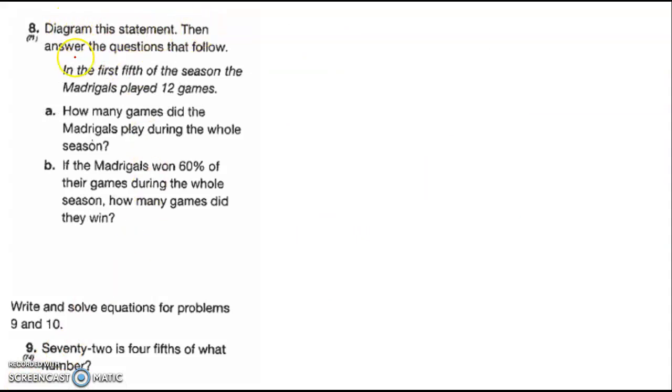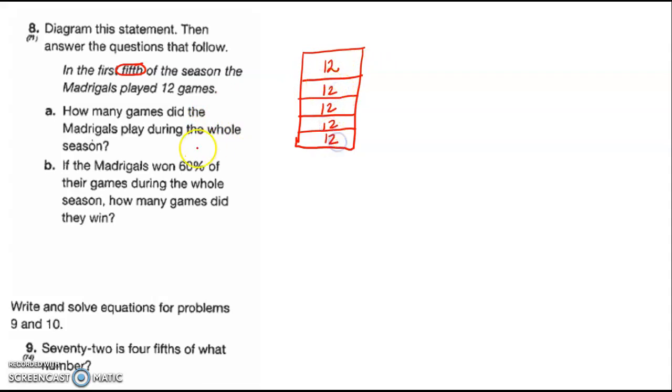Okay, diagram this statement and then answer the following questions. In the first fifth of the season, this tells me I'm going to need 5 boxes. The Madrigals played 12 games. So I need 5 boxes: 1, 2, 3, 4, 5. They played 12 games in the first fifth of the season. It says, how many did they play the whole season? Well, if all of these have the same number in them, then I have 12 times 5, which is 60.